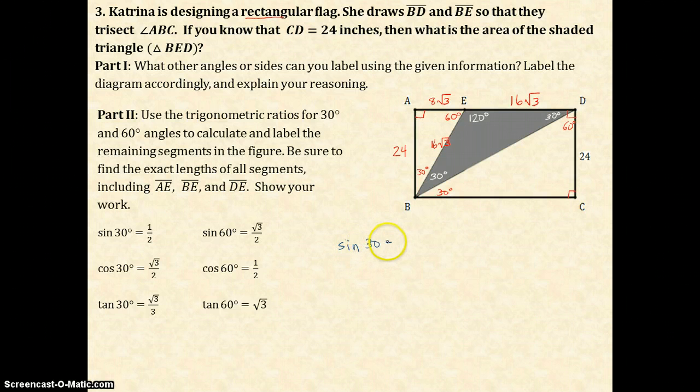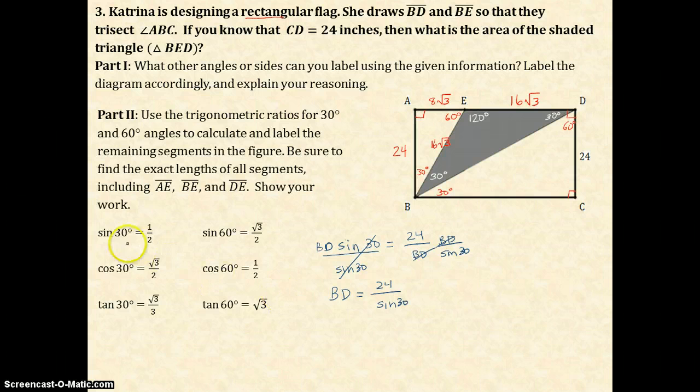So the sine of 30 degrees is the opposite, which is 24, over the hypotenuse, which is BD. So then I would multiply both sides by BD, and divide both sides by sine of 30. And I would get BD equals 24 divided by the sine of 30.